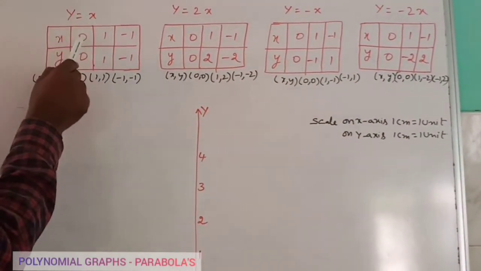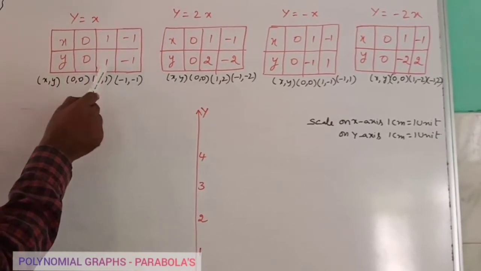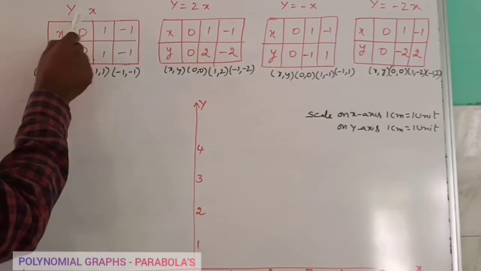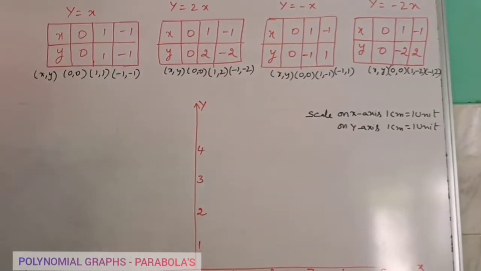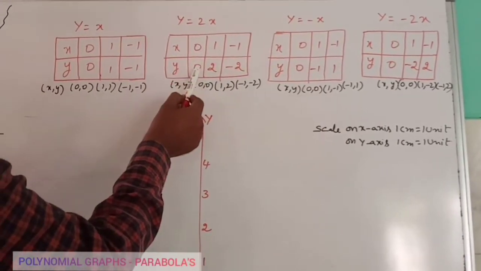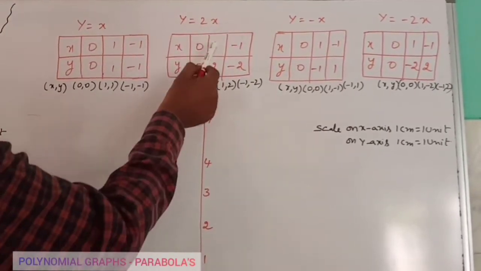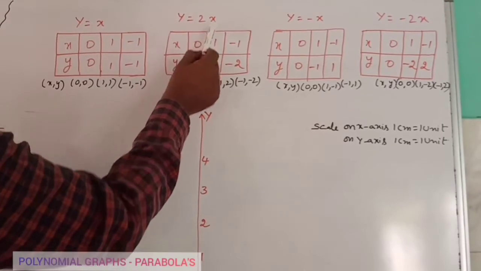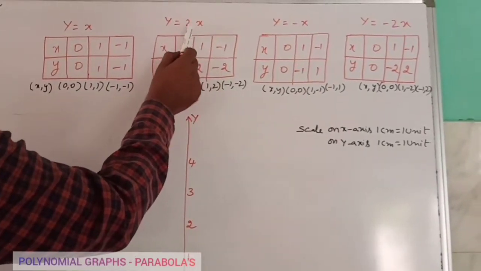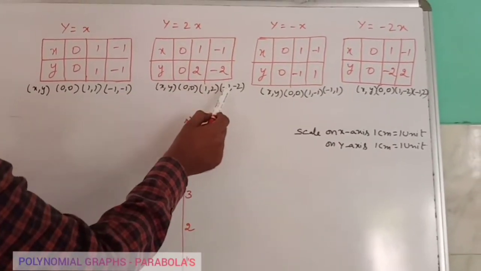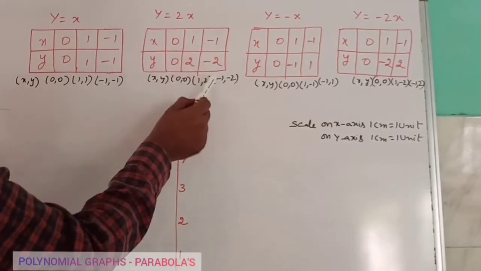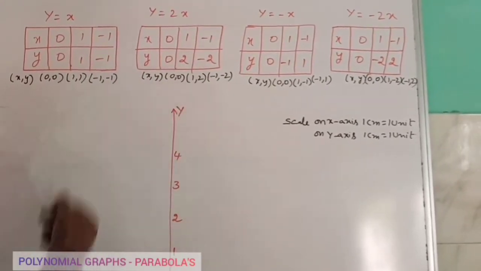X value 0, y value also 0; x value 1, y value also 1; x equal to minus 1, y value also minus 1, because of y equal to x. Here y equal to 2x: x value 0, y value 0, 2 into 0, 0; x value 1, 2 into 1, 2, y value 2; x equal to minus 1, 2 into minus 1, minus 2, so y value minus 2. So 0, 0; 1 comma 2 and minus 1 comma minus 2, those are the ordered pairs.